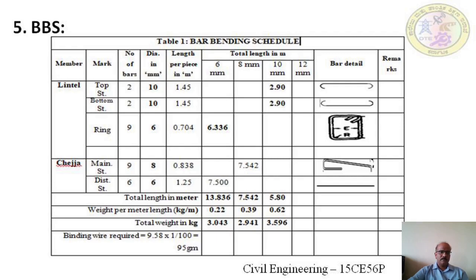Then the diameters of the bars are given: 6 mm, 8 mm, 10 mm, 12 mm. If the bar is of 8 mm, we need to write the length of the bar in the 8 mm column. Then we have to sum up all 8 mm bars required for this lintel and chajja. It's like this. And the shape of the bar detail is given, and remarks is also given. Let us tabulate in this form.